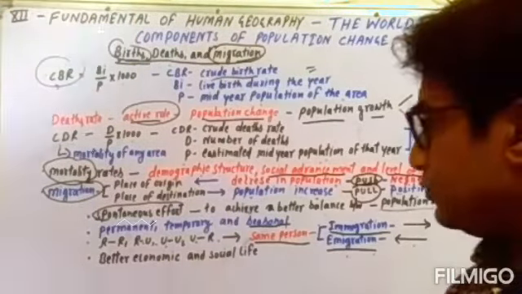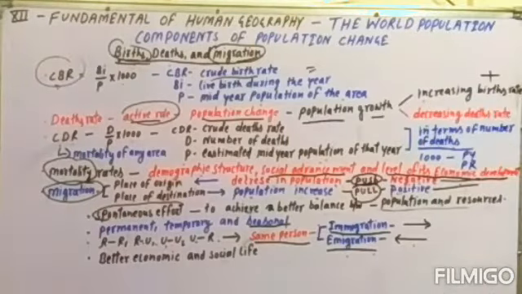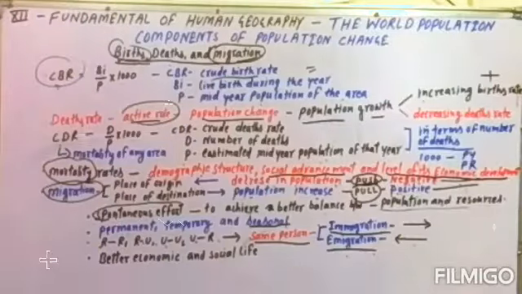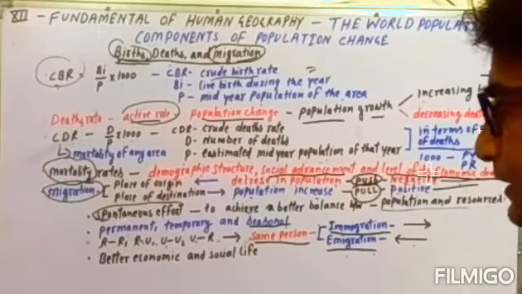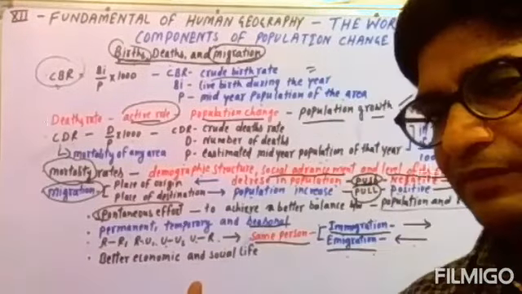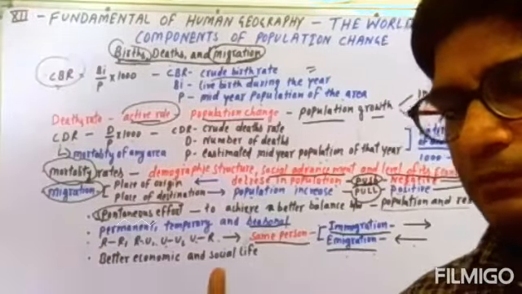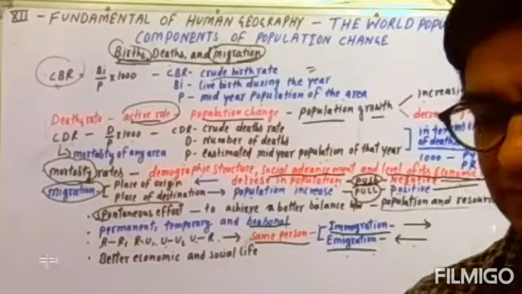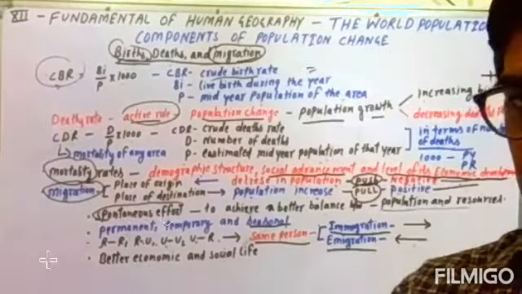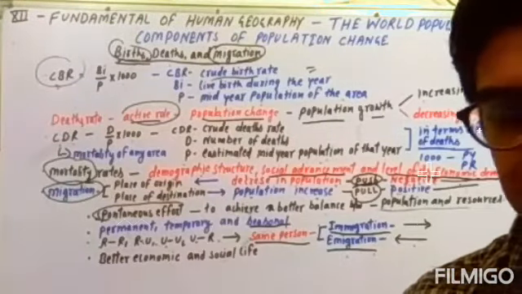And a better economic and social life is also an objective for every person. So this is a very important factor, and better economic and social life is also a motive for everyone. This factor is also very important for population change, because these are very important reasons and causes for people to migrate from one country to another.